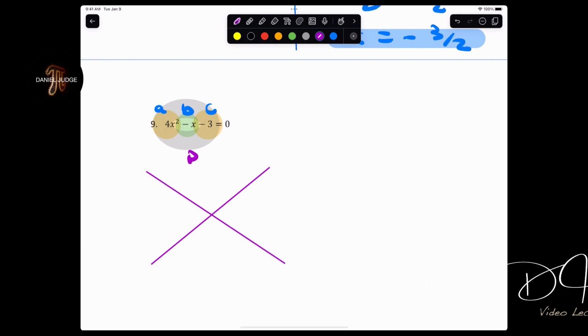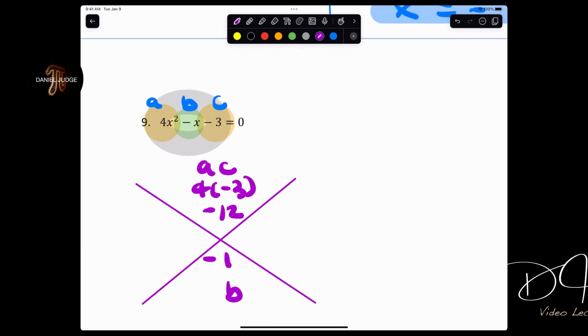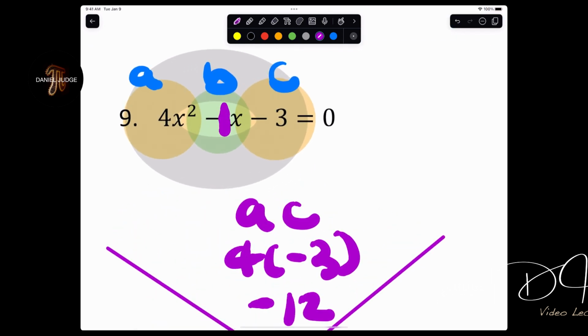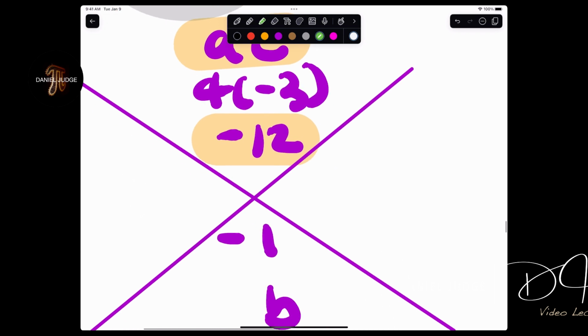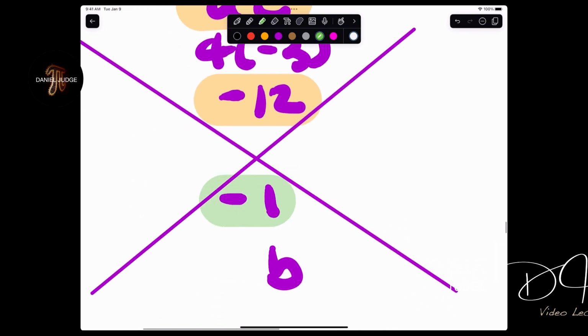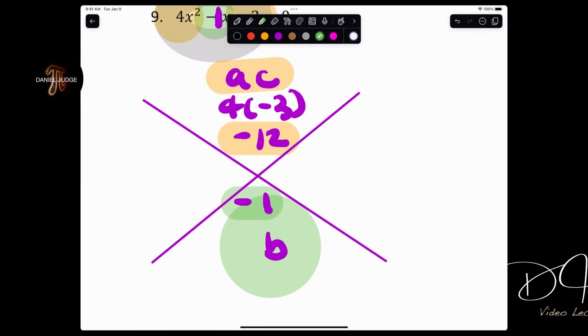So we need two numbers multiplied together whose product, well, let's see, I'm sorry. AC, that's the product. 4 times negative 3 is negative 12. And then B is negative 1. Okay, there's a negative 1 here in front of that X term. So take a look, ladies and gentlemen. I'll get out the colors. AC, negative 12. B, negative 1.